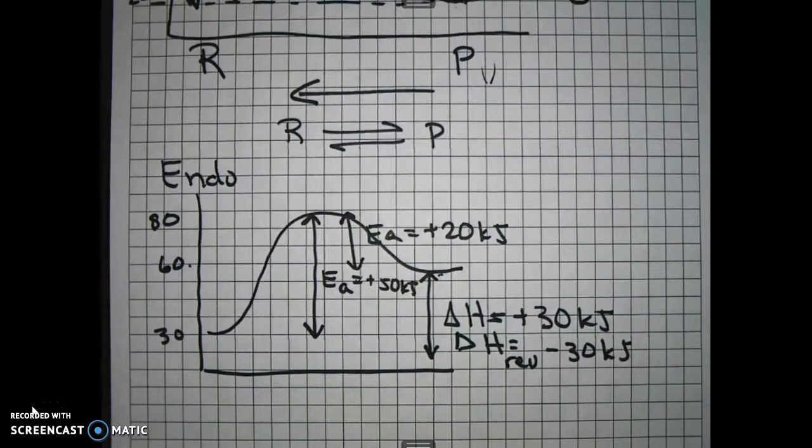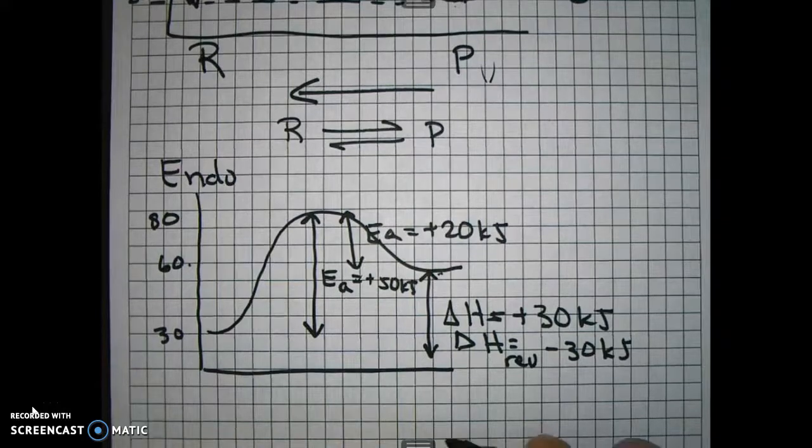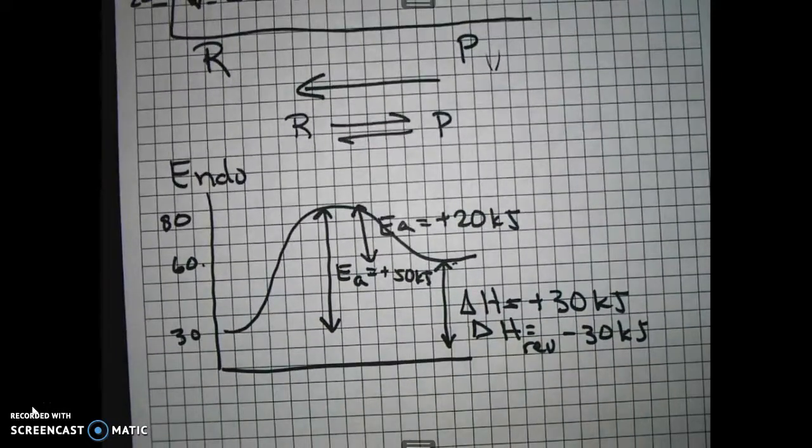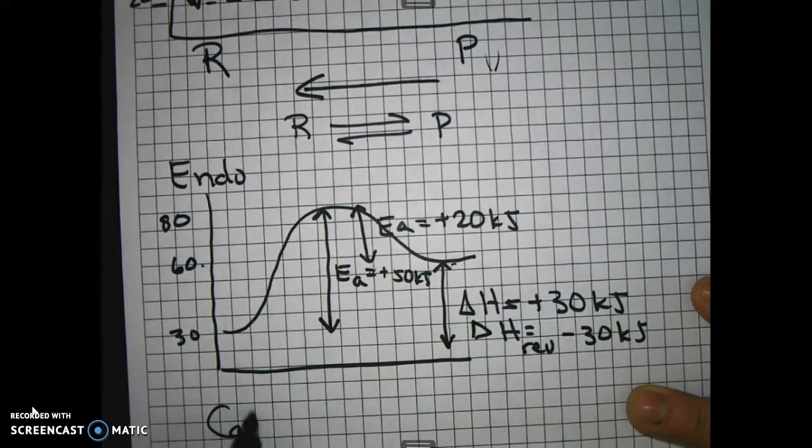So those are probably the big things about potential energy diagrams that you've got to be aware of. We're going to practice a little bit. But one more thing: catalysts.